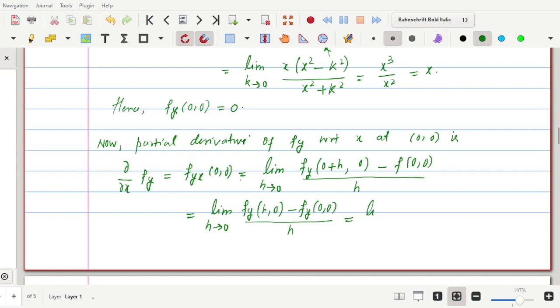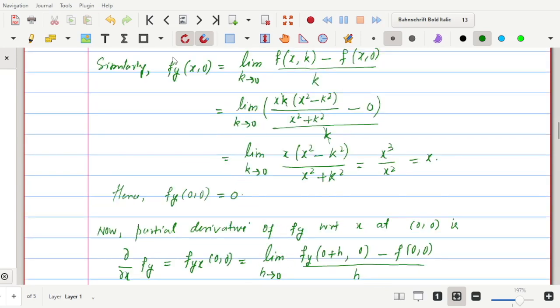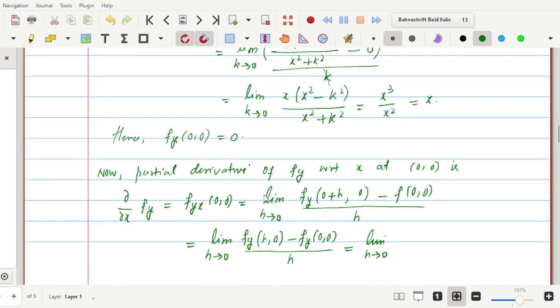So this is equal to limit h tends to 0. Now we have already evaluated what is fy at (x, 0). Fy at (x, 0) is equal to x. And fy at (0, 0) is equal to 0. So this means fy at (h, 0) will be equal to h, minus fy at (0, 0) which is 0, whole divided by h. So we get this is equal to 1.